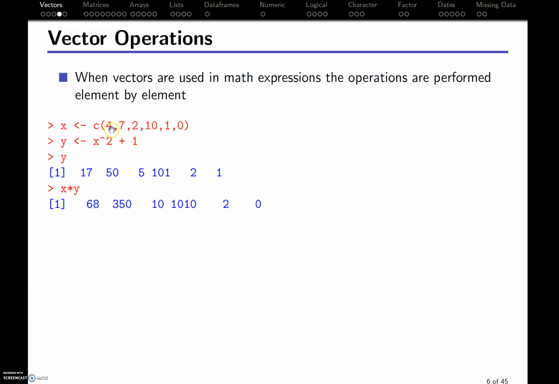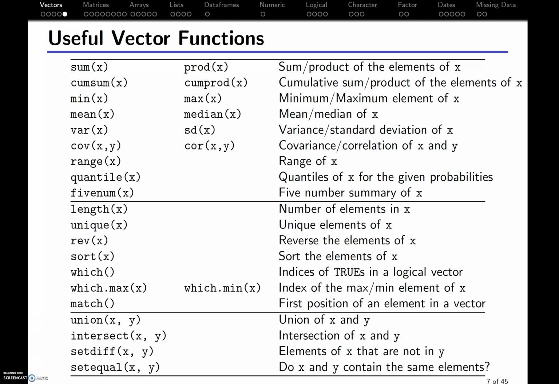What is happening? Well, we're taking the first element squared, so 16 plus 1 creates 17. Then the second element squared, 49 plus 1 creates 50, and so on. So we see that squaring will just square the values element by element. Then if we take the product of x and y, we also see element by element multiplication. So 4 times 17 is 68, 7 times 50 is 350, and so on. So be aware that this is the case for vectors in R.